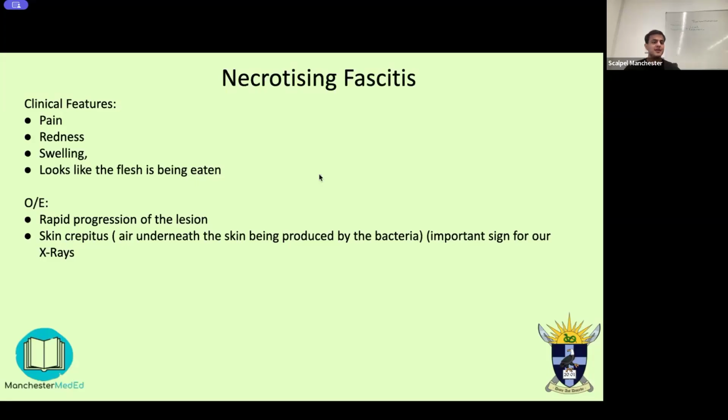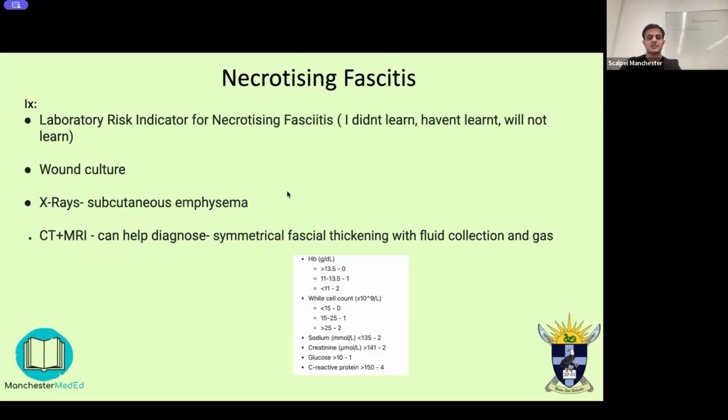The clinical features, again, are pain, redness, swelling. Wow, same picture as before. It also looks like the flesh has been eaten, so it lives up to its name, flesh-eating disease. On examination, you'd get rapid progression of the lesion, so the red skin is growing over time. You might also notice skin crepitus, where air underneath the skin is being produced by the bacteria. That's an important sign for X-ray, because as the bacteria eat the flesh, they produce air, and that is what causes subcutaneous emphysema.